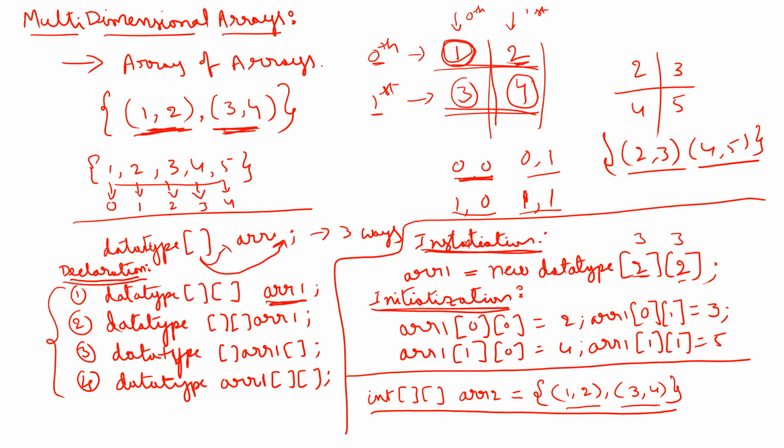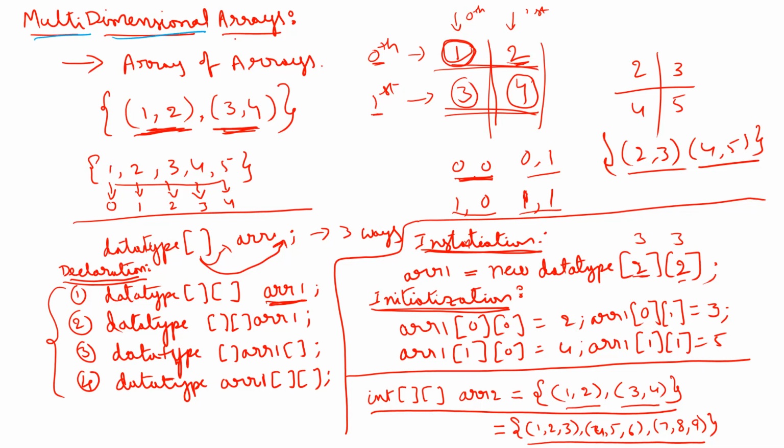Similarly, if you want to instantiate, initialize and create a 3 by 3 array, you can say it as 1, 2, 3, and then 4, 5, 6, and then 7, 8, 9. So in this case we have created a 3 by 3 array. So this is how we can create multi-dimensional arrays in Java. Let us see this one more time.